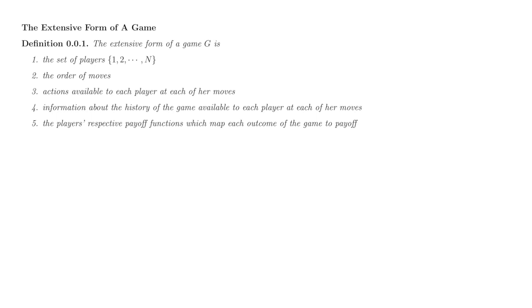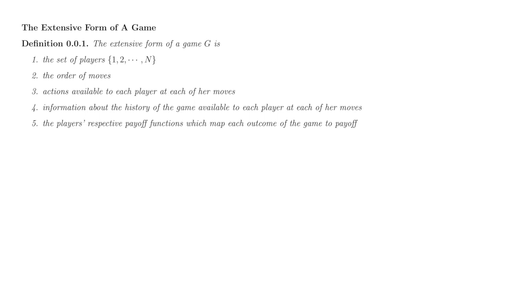Item 2, the order of moves, means that we know whose turn it is to act at a point in time during the game. The order of moves may be fixed, as in tic-tac-toe, or depend on how the play of the game unfolds, as in Wheel of Fortune, in which it's possible to lose a turn.